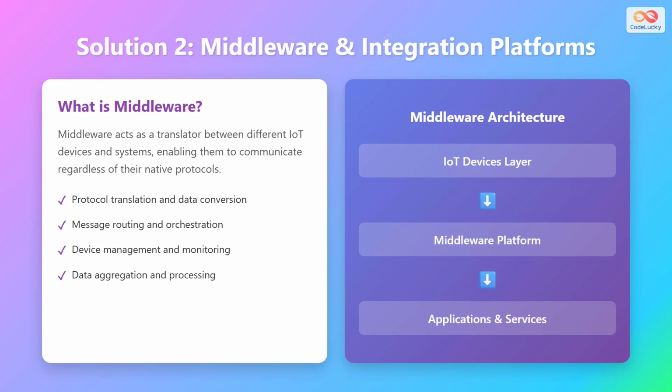Middleware provides several critical functions. First, protocol translation and data conversion. It takes data from one device in one format and converts it into the format another device expects. Second, message routing and orchestration. Middleware intelligently routes messages between devices, ensuring information gets to the right destination.